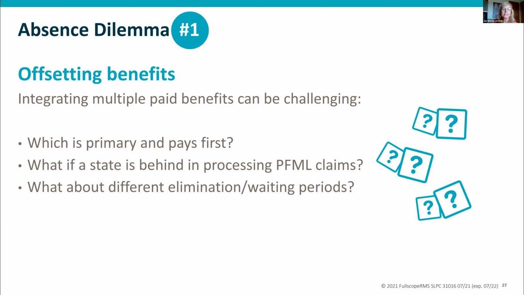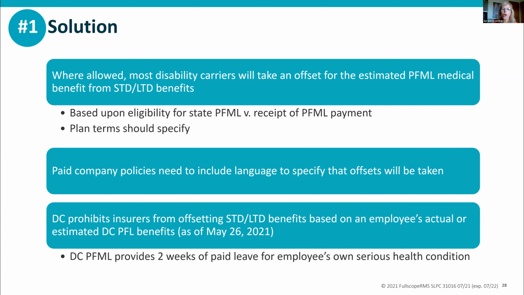Well, as you can see on the next slide, offsetting is something where most disability carriers will take an offset for either the estimated PFML medical benefit or the maximum PFML medical benefit. And you should look at the language of your offsetting language to determine, are you saying you're going to take the offset when an employee is eligible for the state benefit or when they receive the state benefit? Because those can be different time periods, and your plan terms should specify. In addition, employers, your policyholders, need to know that their paid company policies should include language to specify that offsets will be taken from the company's paid policy to offset those state paid programs.